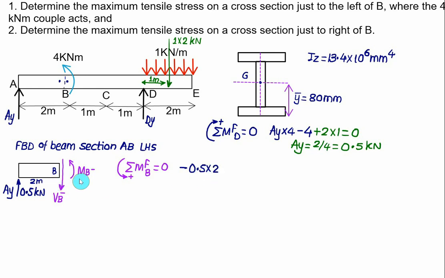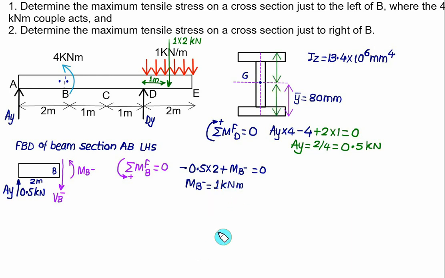The couple acting at point B, that is the bending moment at point B, is acting in an anti-clockwise sense, so that will be taken as positive value. So we have positive value of M_B on the left hand side must equal 0. It means the bending moment acting on the left hand side of B is equal to 0.5 into 2, that equals 1 kilonewton meter.